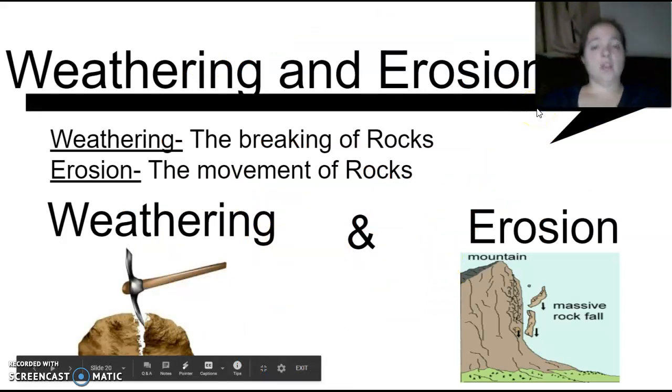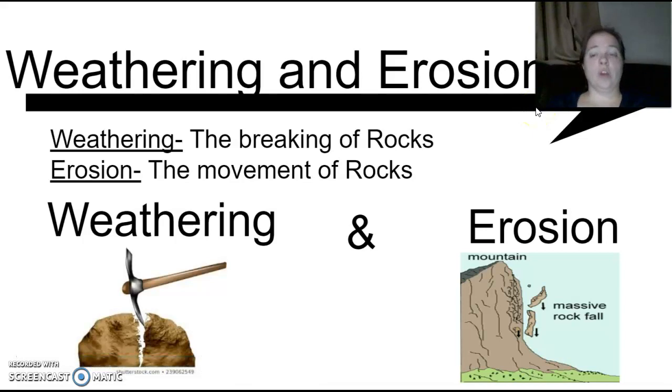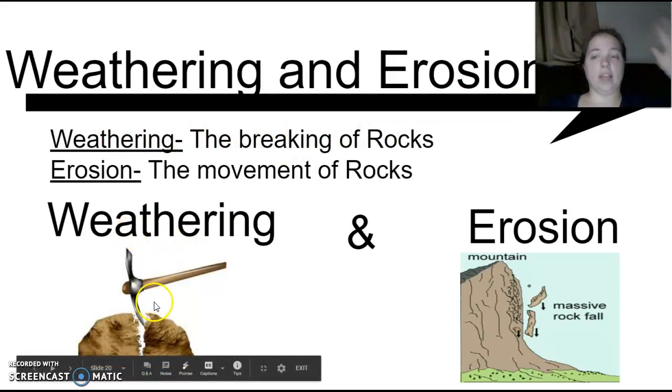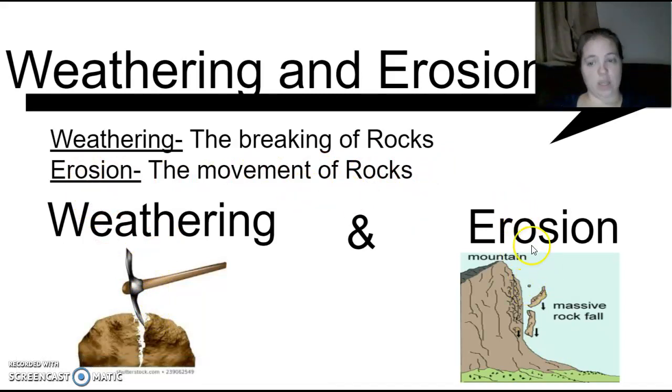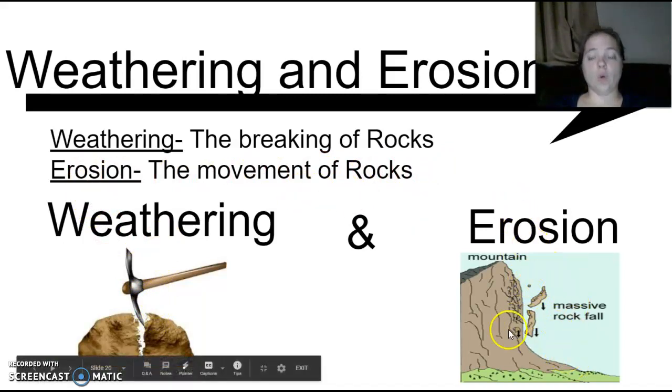How do they do that? They do it through this thing called weathering and erosion. I kind of briefly talked about it. Weathering is the breaking of the rocks. So you're breaking it. That's what weathering does. Erosion is that movement, that fall. It erodes away. It falls away. It breaks away.